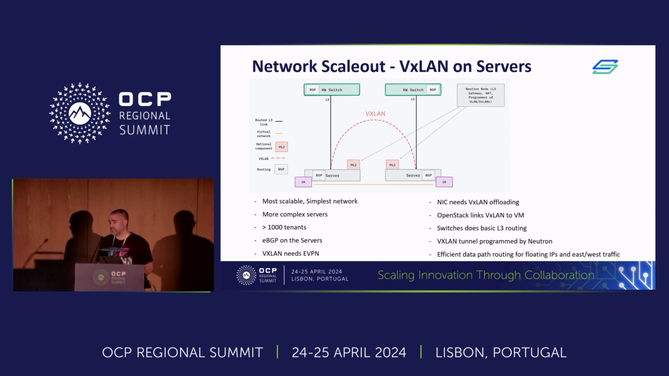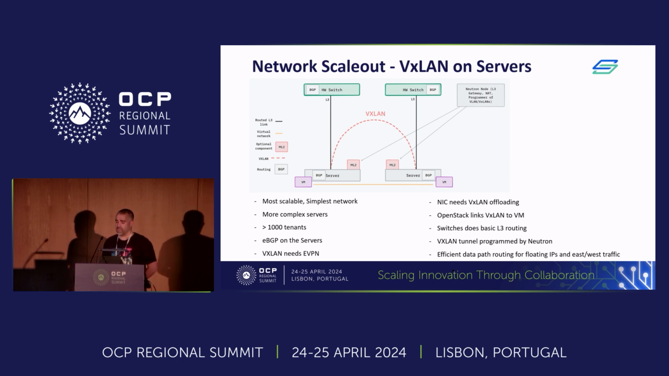Our other network design is to bring VXLAN directly to the servers. We run a BGP FRR daemon directly on the servers, and we are establishing VXLANs between the servers. This scales much better with more than 1,000 tenants, and the switches in the spine, or the switches in general, just do basic layer 3 routing and don't need to know so much about the VXLAN.